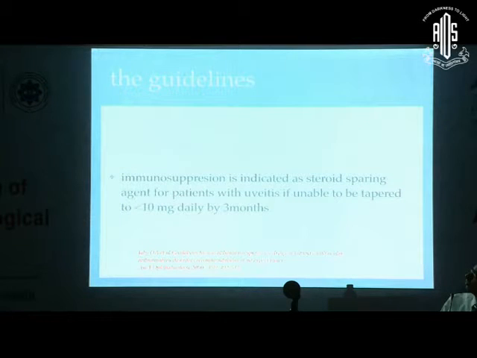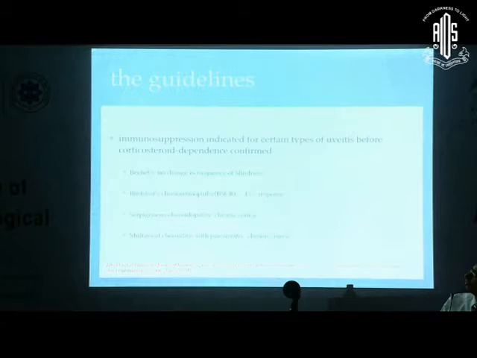And so we were all talking about the International Uveitis Society guidelines, and they say that immunosuppression is indicated as a steroid-sparing agent for patients with uveitis if unable to taper it to less than 10 milligrams daily for 3 months. And if you look at the other guidelines, they say that immunosuppression is indicated for certain types of uveitis before corticosteroid dependence is confirmed.